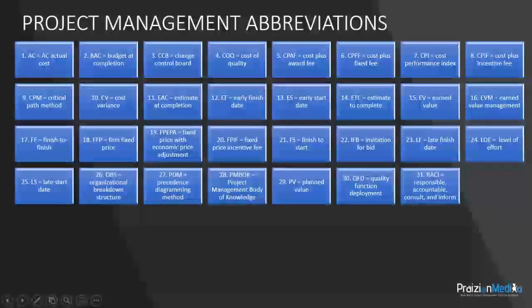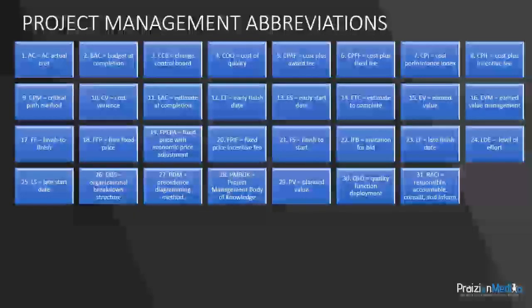RACI. RACI stands for responsible, accountable, consult, and inform. The RACI chart has been made quite popular for those who are taking the professional exams in project management. And a RACI chart is found to be faulty if there are two A's, two accountables.